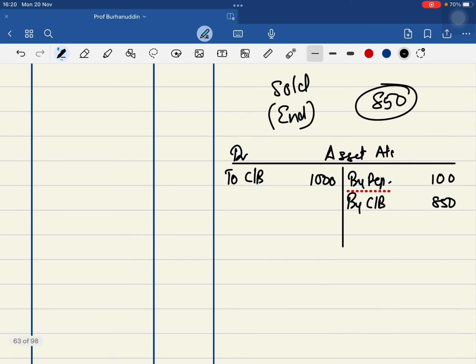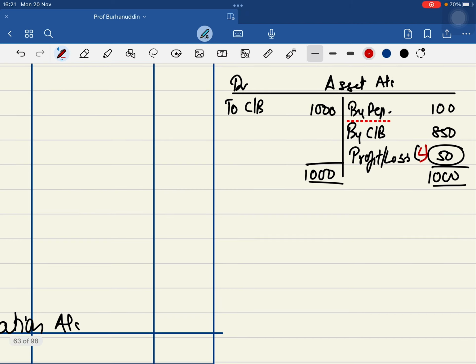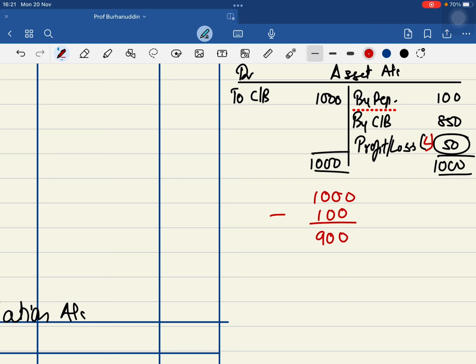So when you close this account, you'll definitely get a balancing figure 1,000, and this is 950, and this 50 will be transferred to the profit and loss account, and this is going to be your loss, because the value of the asset was 900 and you sold it at 850. Don't understand? The value of the asset is 1,000 when you bought it. You charge depreciation 10%, that is 100. At the end of the year, you have used it for the full year, so your value becomes 900 and you are selling it at 850. 50 rupees, and this is your loss.